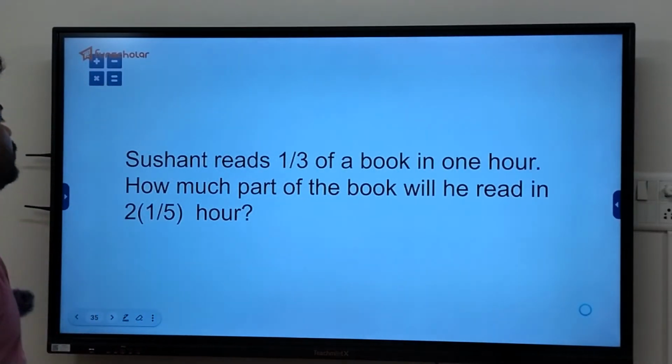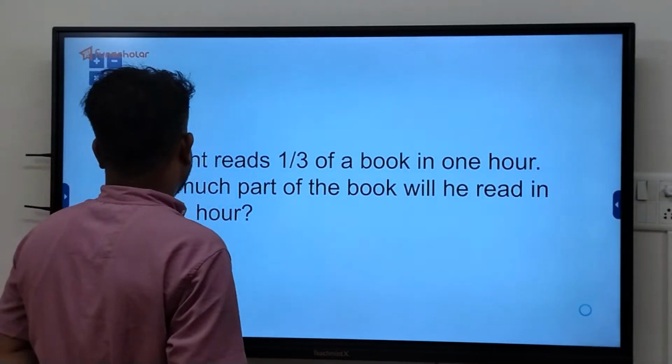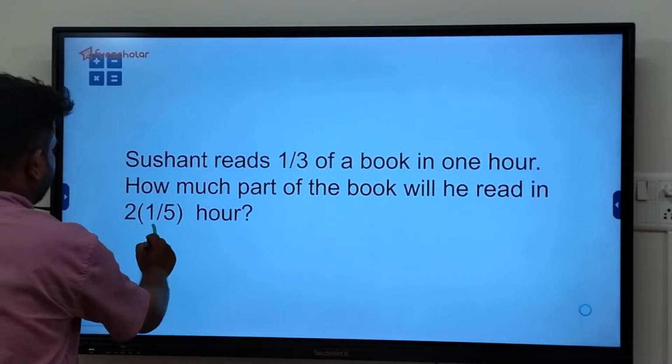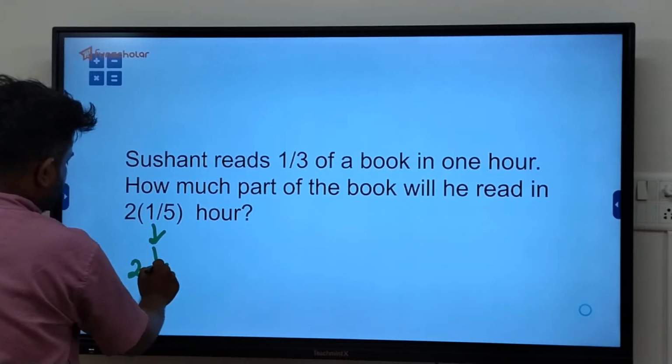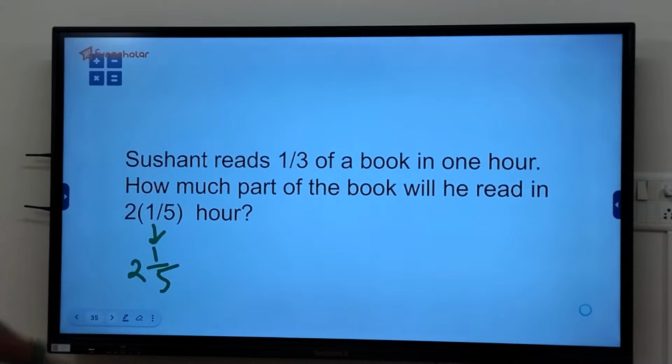Okay, Sushant reads 1/3 of a book in 1 hour. How much part of the book will he read in 2 whole 1/5 hours? Okay, so Sushant reads 1/3 of a book in 1 hour.